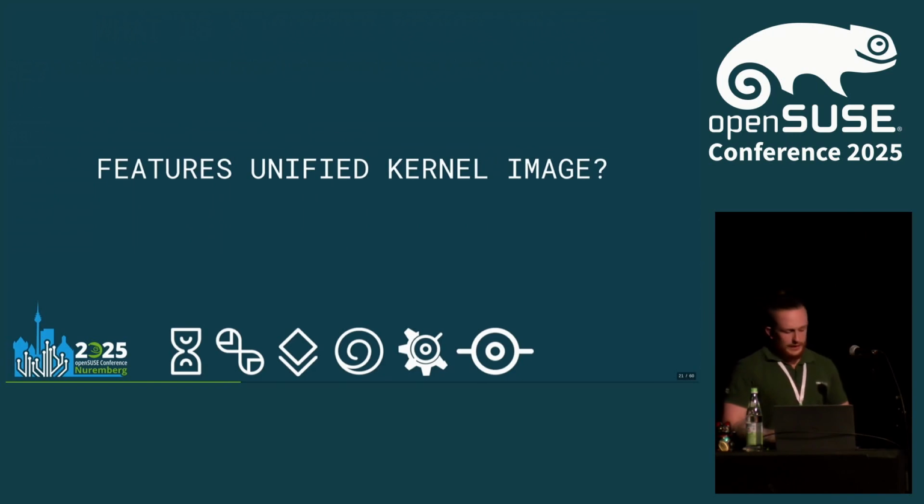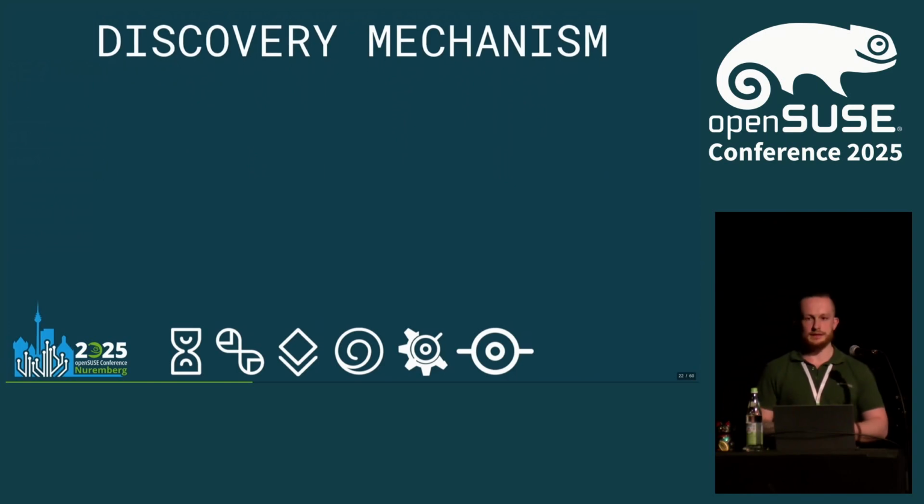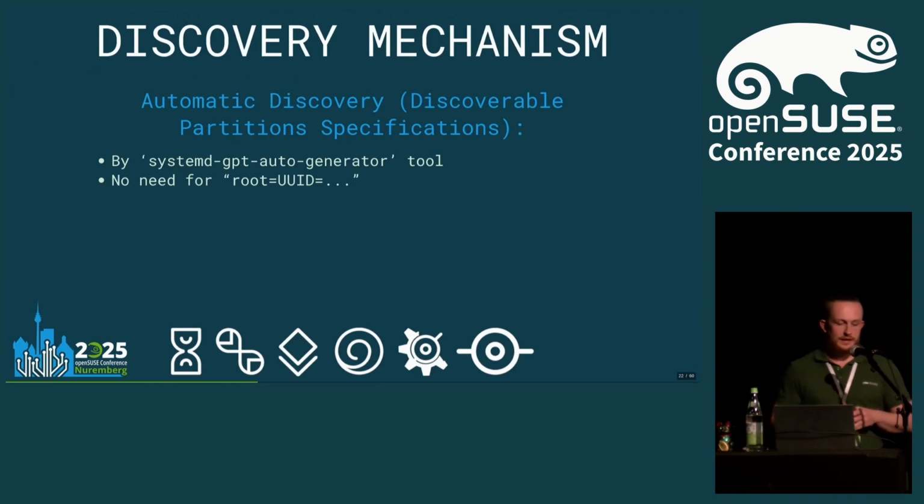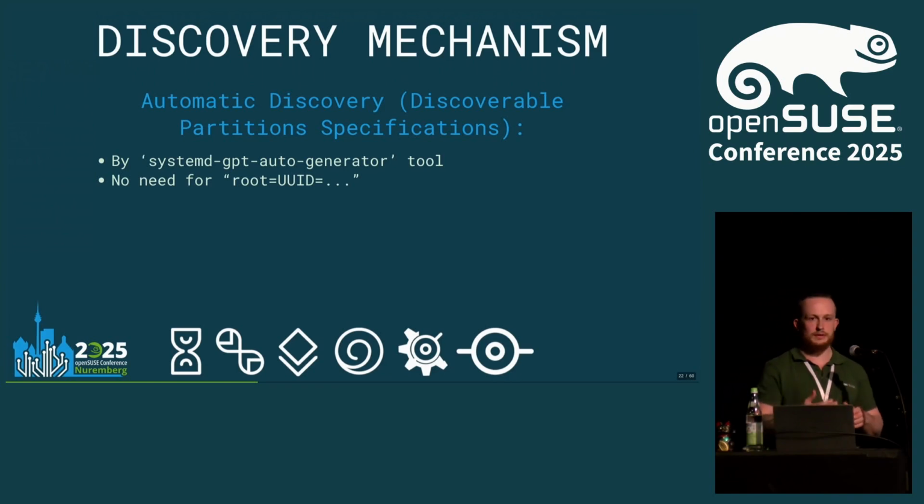And UKI has really great features. Here I have some discovery mechanisms. The first one is the discoverable partition specification. It aims to automatically find where your root file system is. In that way, you are not required to provide the partition UUID of your root file system. The consequence of that is that for now you can only use UKI with just one root file system. But it's an automatic discovery, so there is no need to add this information to your kernel command line.